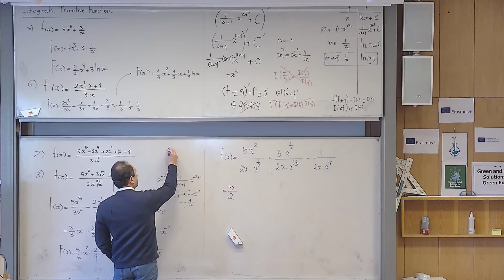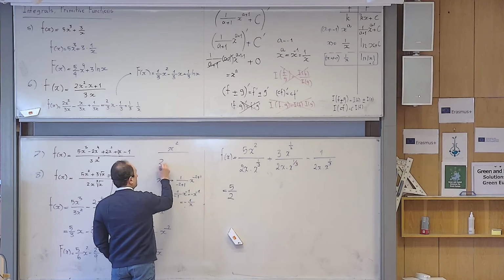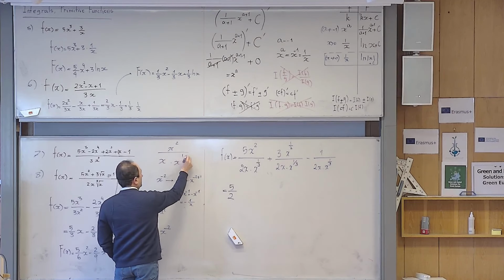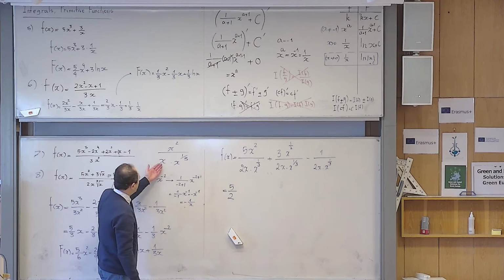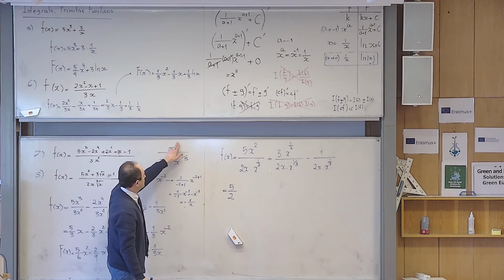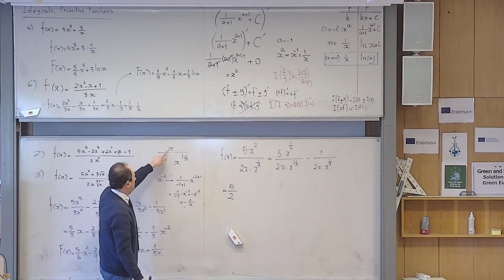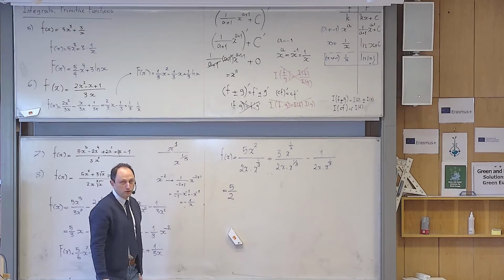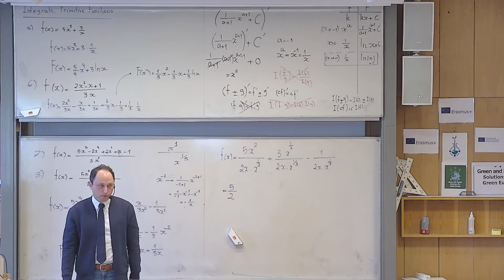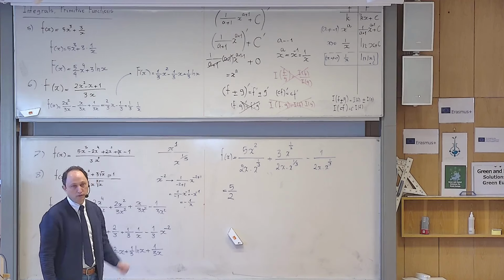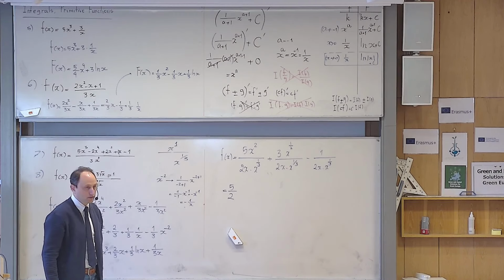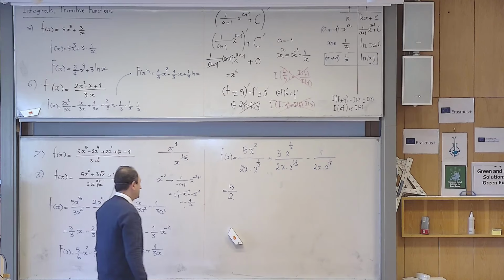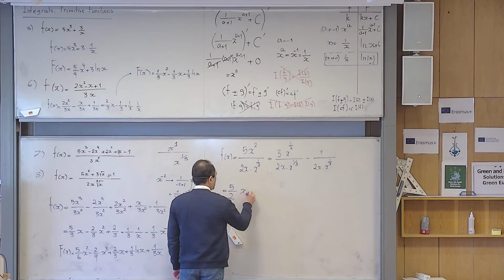I have x to the power of 2. I have 1x here, 1x to the power of 1/3 there. So one of these x's and one of those x's are gone. Then it becomes x to power 1 divided by x to power 1 over 3. So I have to subtract the exponents. So it becomes x to the power of 1 minus 1/3, which is 2/3. Yes? So it becomes x to the power of 2/3.